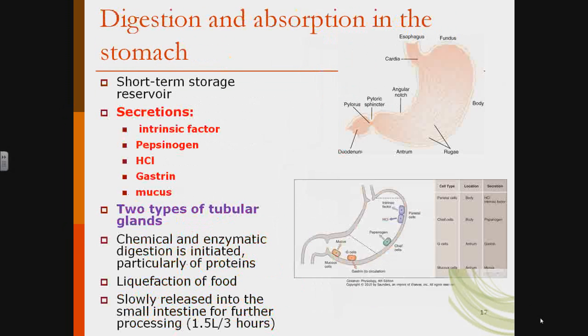Now we're in the stomach. Let's talk about the secretions for digestion and what things can you possibly absorb in the stomach. The stomach's primary function really is a short-term storage or reservoir for food. And once the stomach secretions start going, we don't call it food anymore, we call it chyme. It's kind of a pasty substance.